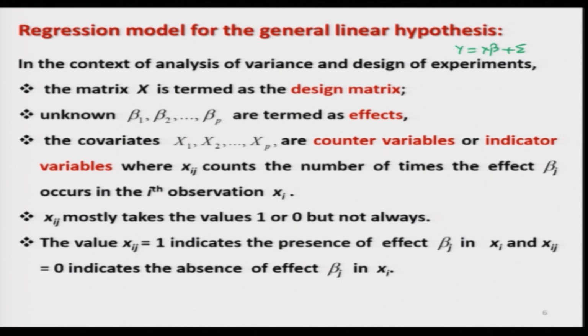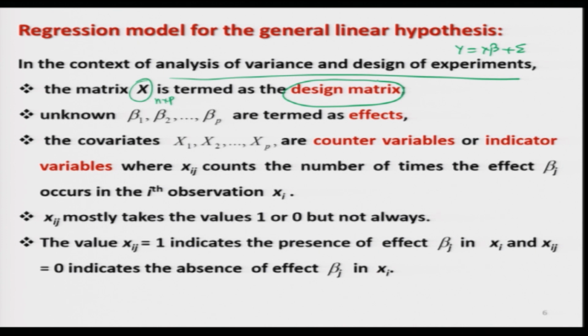So, first we try to understand how the values of x and beta are going to be there in the analysis of variance case, and how do we address them. When we are considering the setup of analysis of variance and the design of experiments, then this matrix x, which we have called the n cross p matrix of the observations on the p independent variables, is called the design matrix.